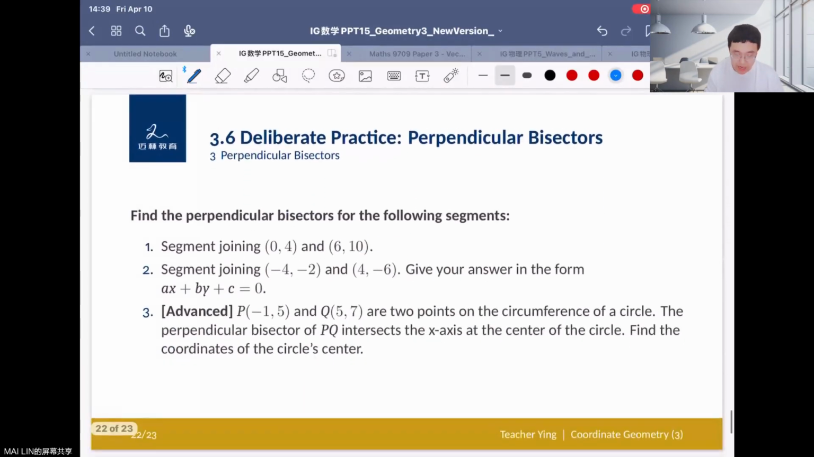So here's some deliberate practice for you, okay? So if you want to do it yourself, you can just pause the video and try it out, okay? And if you want to follow along with me, you can just keep on going, okay?